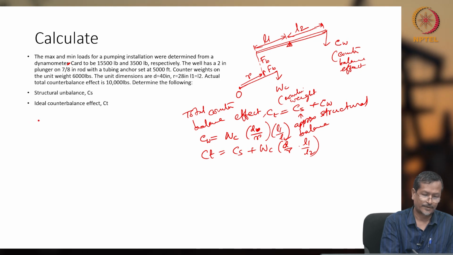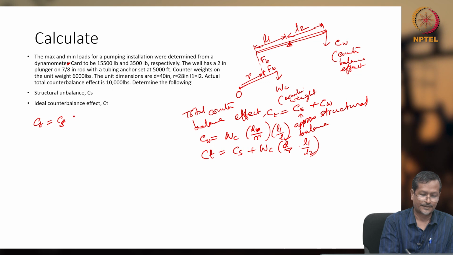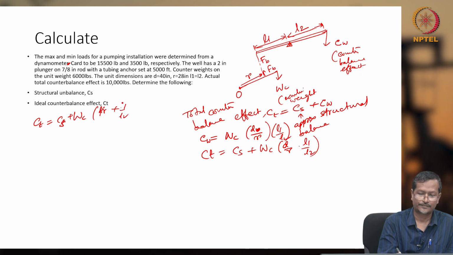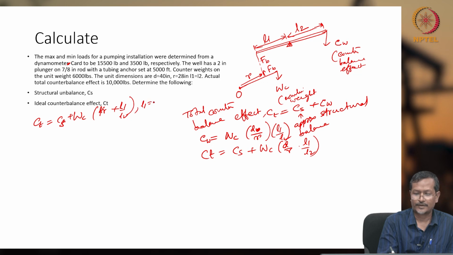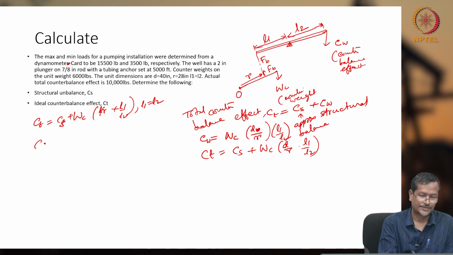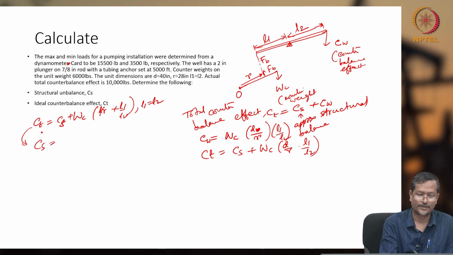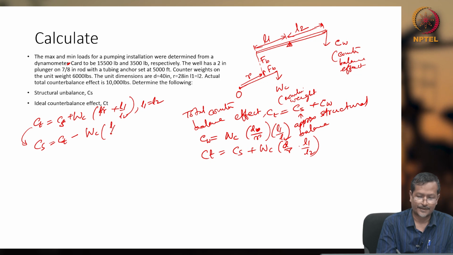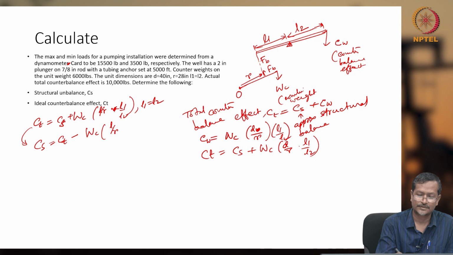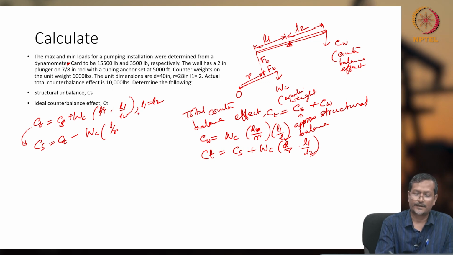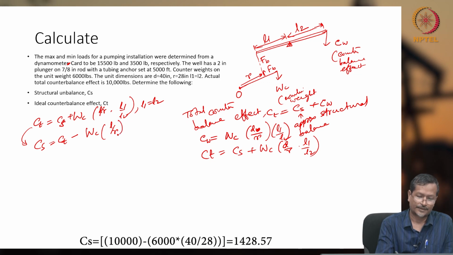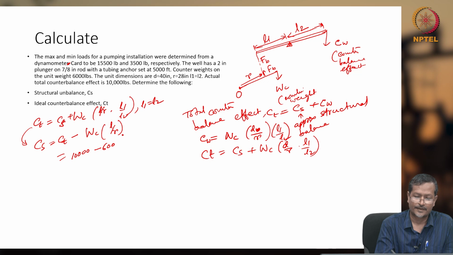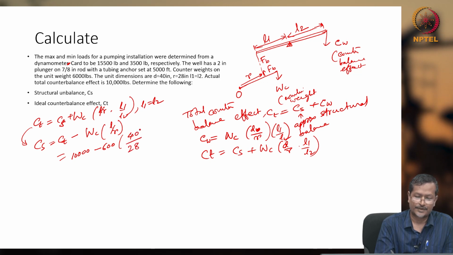Now apply the formula, CT equals CS plus WC D by R times L1 by L2. L1 equals L2 is given in the problem, so this ratio is 1. So CS equals CT minus WC D by R times L1 by L2. Finally it comes as the given CT value 10,000 minus 6,000 given, and the D value given as 40 and 28, the R value also given.